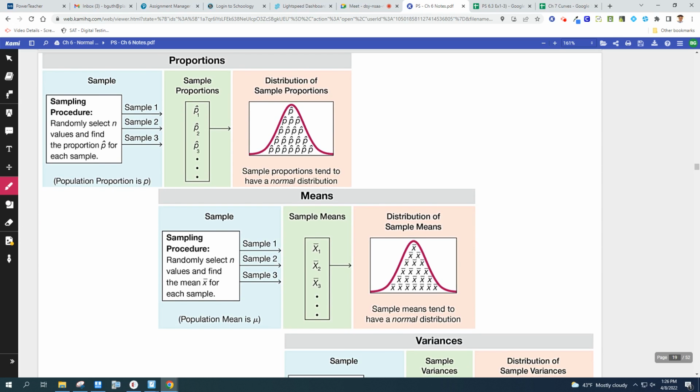So we get to this slide and it has a lot of information and it just kind of tries to summarize the main ideas of the entire lesson. We've got a couple of symbols that you may not be familiar with. The symbol for proportion is called p hat. That's how you say it, p hat, with that little symbol over top of it. But it's talking about the proportions. And the main takeaway here is sample proportions tend to have a normal distribution.